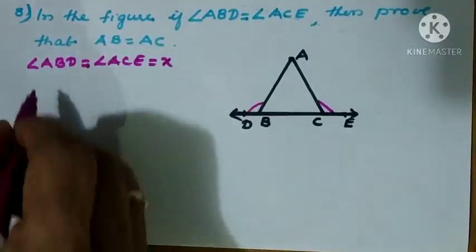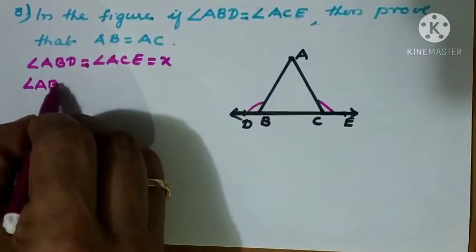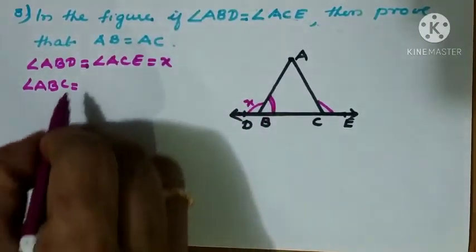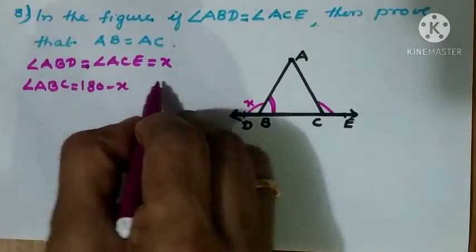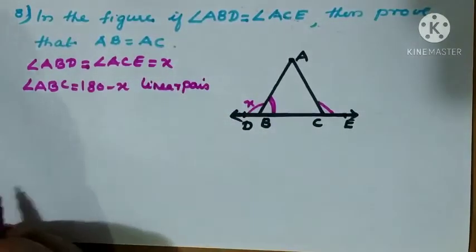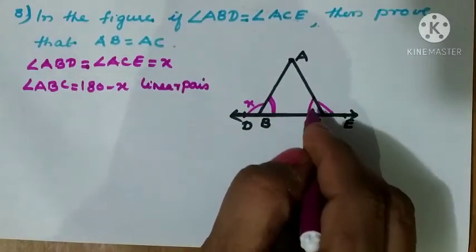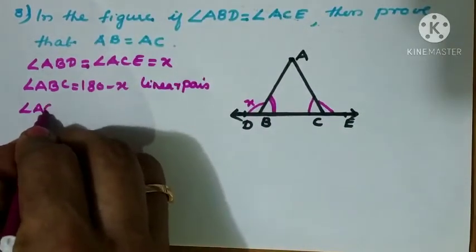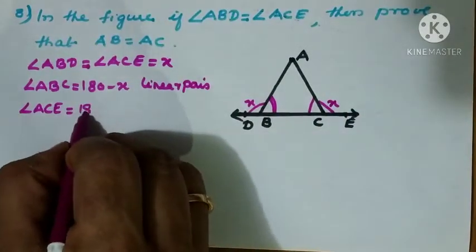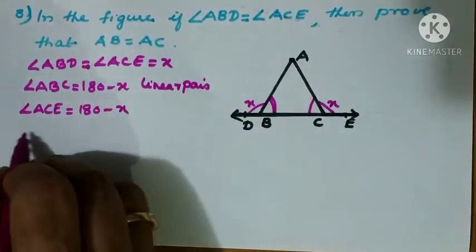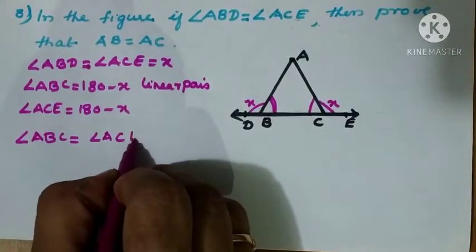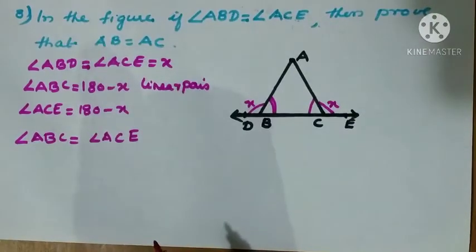Now what you can say about angle ABC? If it is X, means what about this angle? 180 minus X. What is the reason? Linear pair. Okay. Similarly, what is the value for angle ACE? If it is X, means this is also X only, we have taken 180 minus X. So what we got now? Angle ABC equal to angle ACE. Both are equal to 180 minus X.